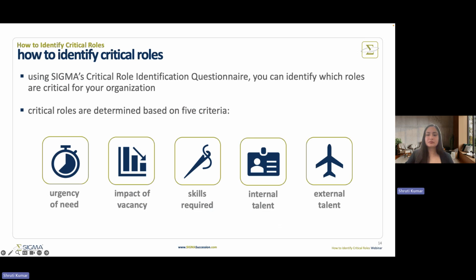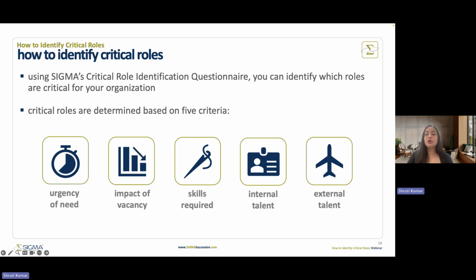All right, so we do offer a questionnaire that can help you to identify those critical roles in your organization. And so there are 5 key factors that you'll be asked to evaluate. So I'll summarize them now and then I'll go over them in more detail. Now, first we have urgency of need, referring to how likely it is that a role is going to be vacant soon. You'll then evaluate the impact of the vacancy on your business operations.